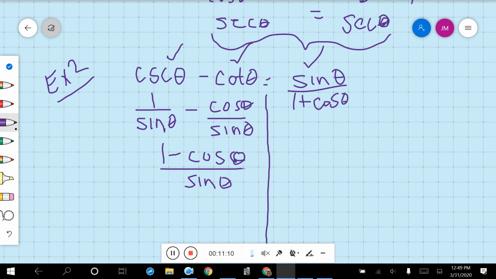This does not look at all like the right side of the equation that I want it to look like. So I kind of always keep my end goal in mind. If you notice, this side of the equation has a 1 plus cosine in the denominator, and this side does not. So can I create the left side to have 1 plus cosine in the denominator? Sure, I can multiply top and bottom by 1 plus cosine.